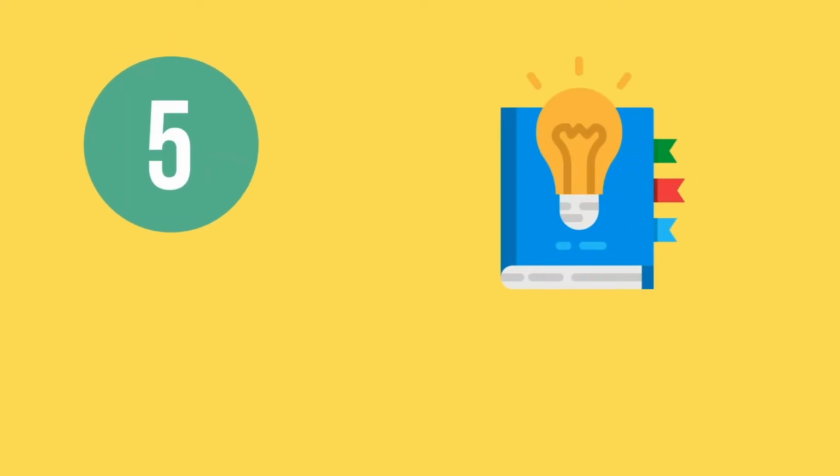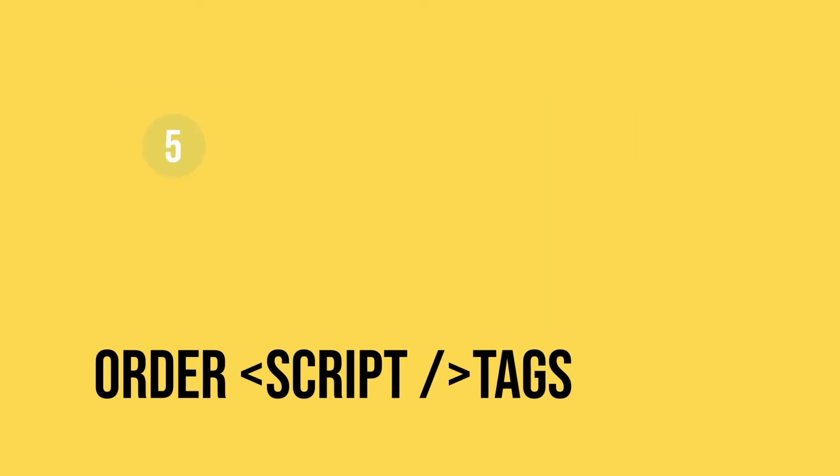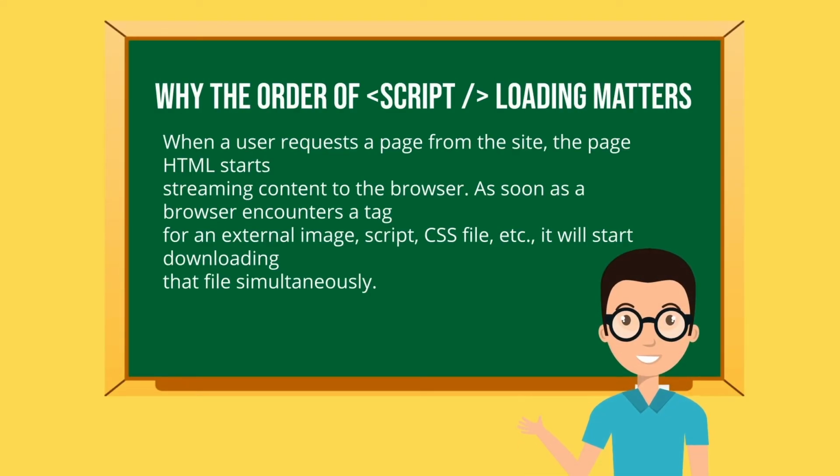Best practice number 5 is carefully order the loading and execution of your script tags. When a user requests a page from a website, the HTML starts streaming to the browser. As soon as the browser encounters a tag for an external image, script, CSS file, etc., it will start downloading the file simultaneously. That means the browser might be blocked from being able to parse the HTML while the script is being downloaded. If we creatively use async or defer attributes or put our script at the bottom of a page, your page will appear to load faster.